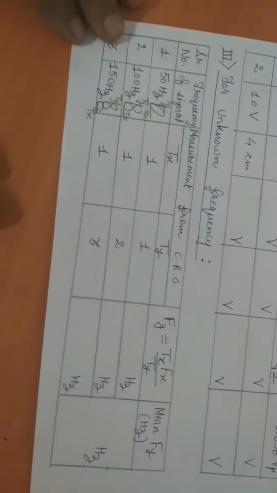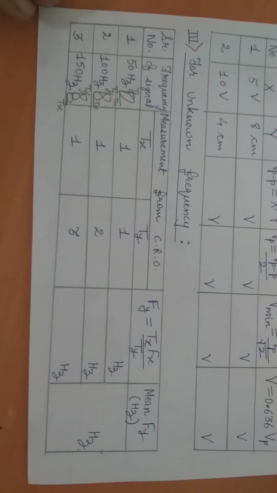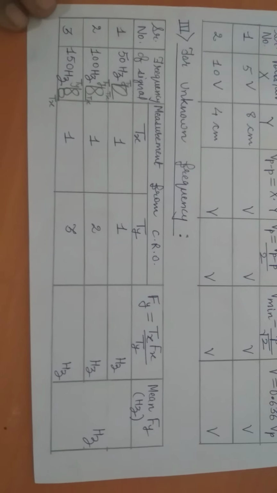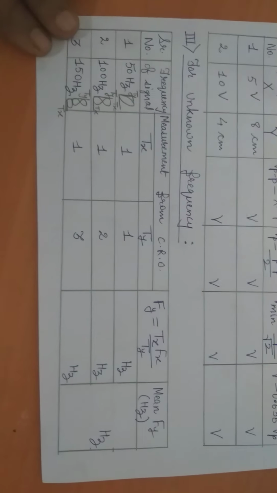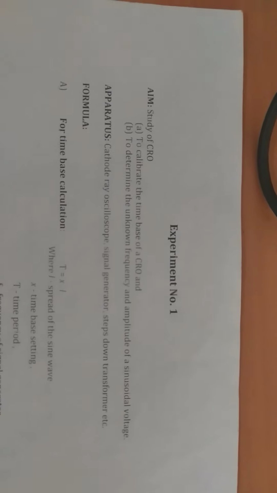So in this manner you have to perform all these 3 parts, and write them down in your journal. Okay, so this is called the CRO 1 practical, which gives the basic idea of how to calculate the AC voltage, how to calibrate the CRO, and how to calculate the unknown frequency of signals. Okay, thank you.